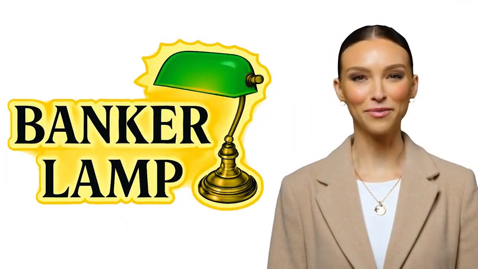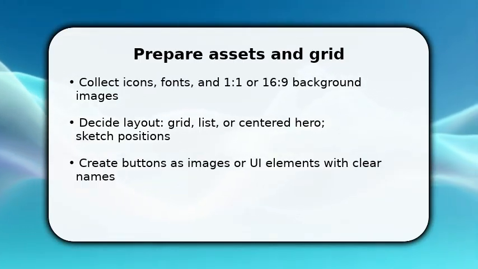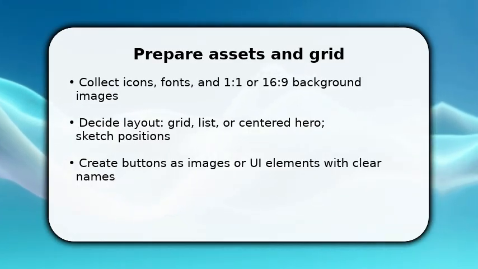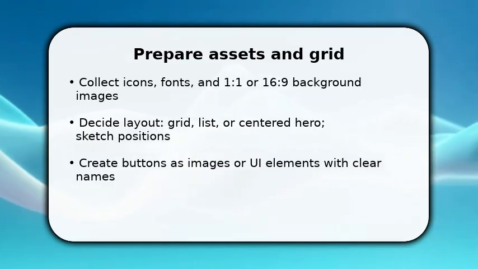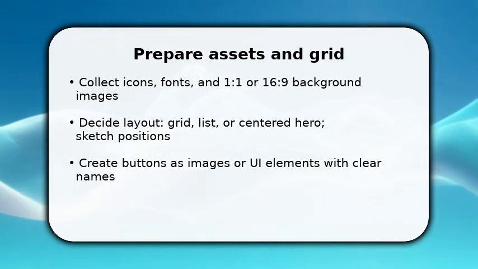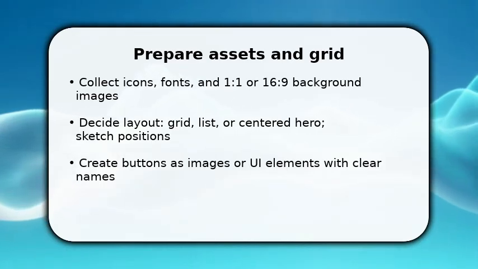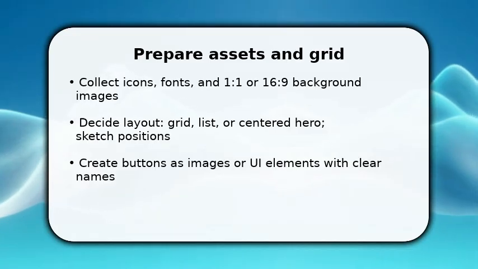Please enjoy the video. You start by gathering the visual building blocks and setting a grid so alignment is automatic. Place your background, import icons and fonts, and name elements clearly so you can reference them by hand. Once done, arrange placeholder buttons on the grid and lock the background layer to avoid accidental moves. Make sure to set consistent spacing and size rules. This prevents rework later and makes the interface readable on different screens.